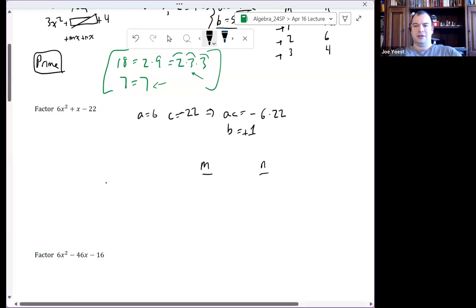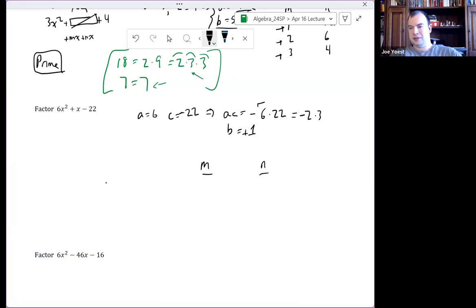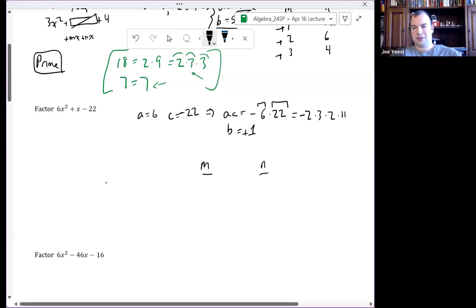Since I already have this factored a little bit, I left it as negative 6 times 22. And I can actually factor it a little further. Negative 2 times 3, that's for that 6, and then 2 times 11 for the 22. Sometimes if I break my number down into its prime factorization, it makes it a little easier to go through this process. So I have 1 times 6 times 20 is 120. 6 times 2 is 12. So I think that's 132.